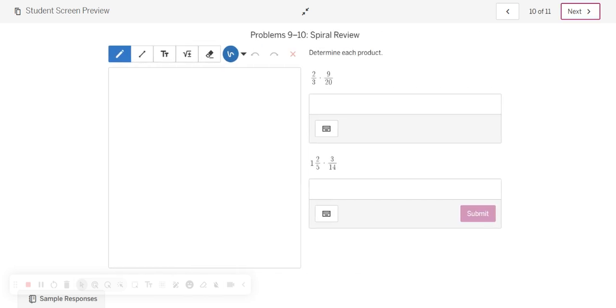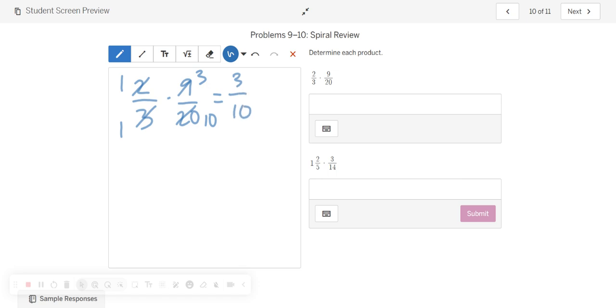Number 10, a nice quick review. 2/3 times 9 over 20. I can divide by 2 over 2, I get 1/10. Divide by 3 over 3, I get 1/3. I'm going to get 3/10.